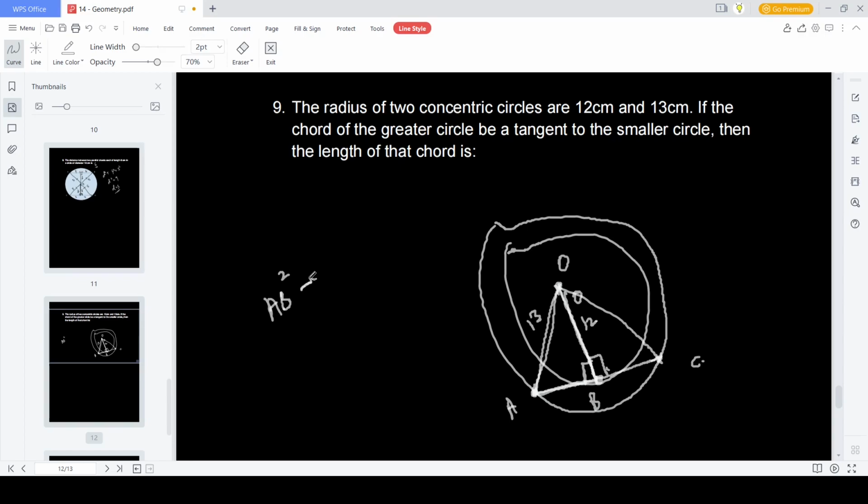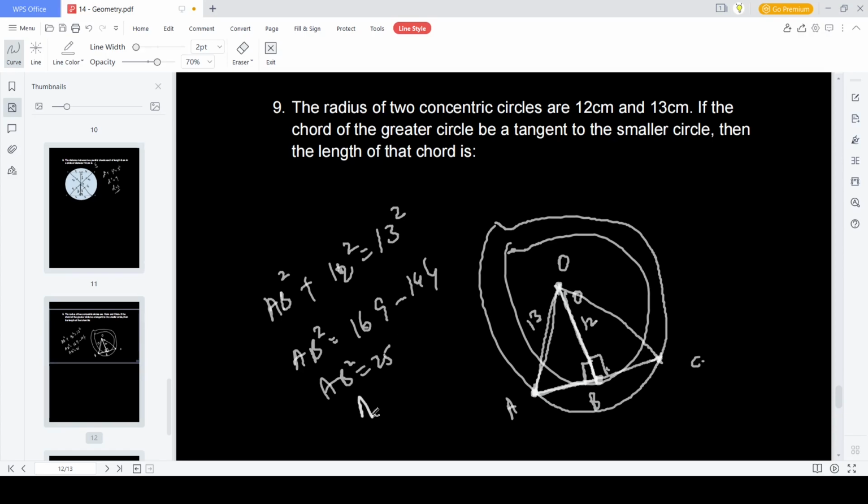By Pythagoras theorem, I'll get AB square plus 12 square is equal to 13 square. So I'll get AB square is equal to 13 square is 169 minus 12 square is 144. So AB square is equal to 25. Hence AB is equal to 5. So the length of the chord will be what? 2 into AB, because this will be equal to this by symmetry. Hence if this is 5, this will be 5, this is 10. So 10 is the answer.